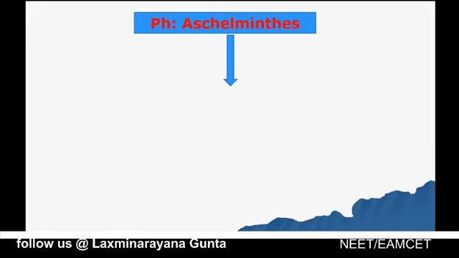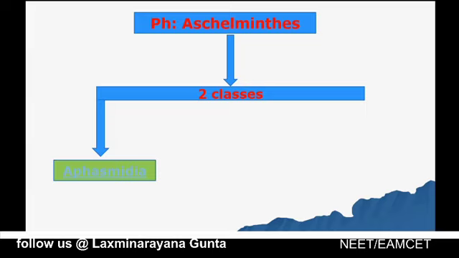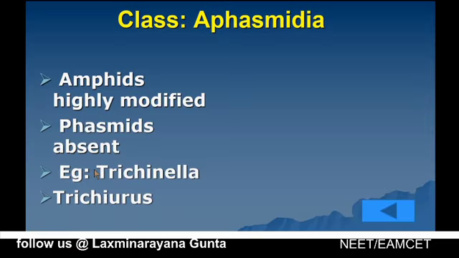Coming to the classification of Aschelminthes, the phylum is classified into two classes based on the presence or absence of the phasmids. If the phasmids are absent, they are included in the class Aphasmidia, and if the phasmids are present, they are included in Phasmidia. In Aphasmidia, A means no phasmids. The nematodes without phasmids are included in the class Aphasmidia. As the phasmids are absent, the amphids are highly modified.